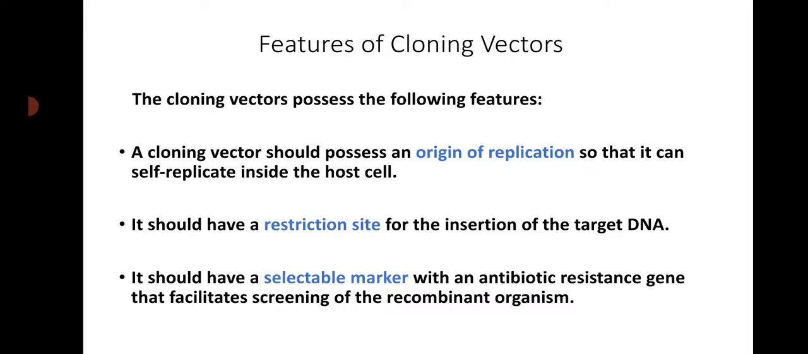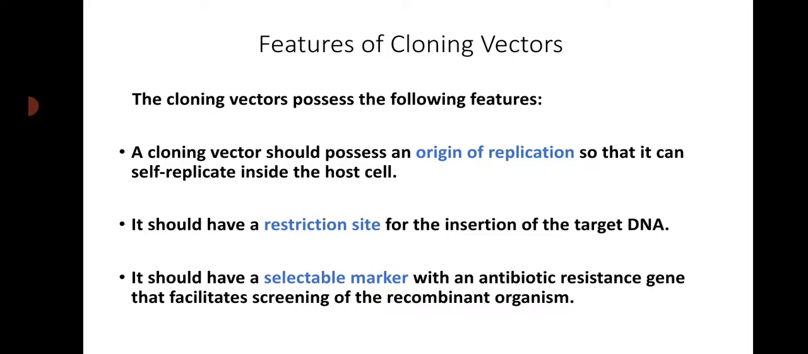It should have a restriction site for insertion of target DNA. So in addition to origin of replication, it should also have a restriction site, an area for the restriction enzyme to identify and cleave. So restriction site also should be there so that the restriction enzyme, endonuclease enzyme, can recognize this site and cleave this site at the region of the palindrome sequence, and then it can insert the target DNA.